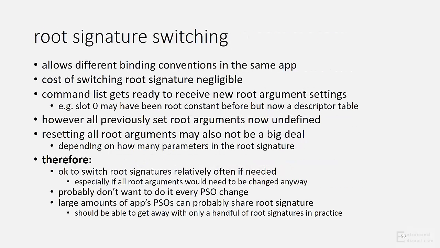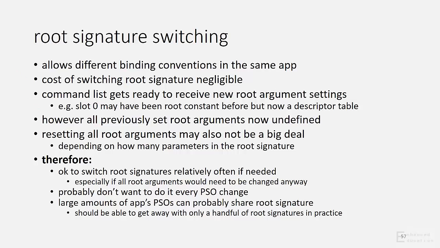Being able to switch the root signature allows an application to use multiple binding conventions for different sets of shaders. For example, an engine may have multiple rendering passes or subsystems that each would benefit from having a custom bind space for the task at hand. The actual cost of switching root signatures is negligible. The command list just gets ready to receive a new set of root argument settings.